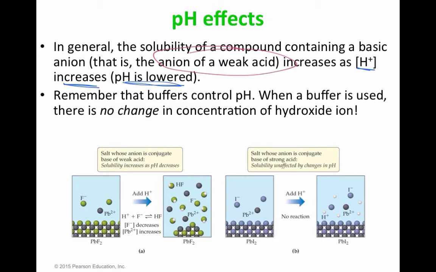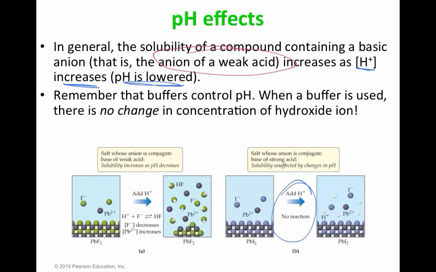But remember, buffers control pH. So if a buffer is used, there would be no change in solubility because the pH will not change. And what you have at the bottom of this slide is a particle diagram to show what is happening when you add a strong acid. It also shows, if your conjugate base is of a weak acid, so this is the basic anion versus a neutral anion. Notice, if you add a strong acid to an anion that is neutral, nothing is going to happen. Solubility is unaffected.